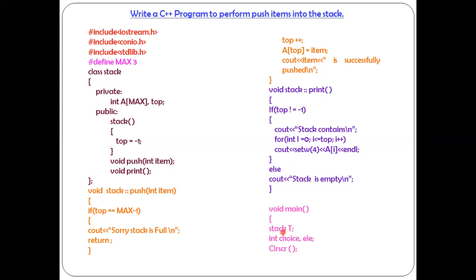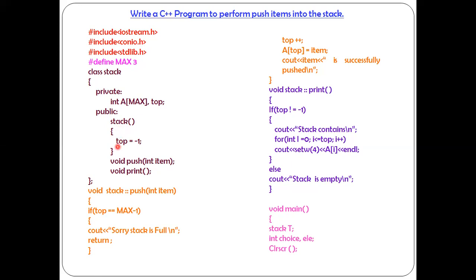Once the object is created, stack is the name of the class and T is a user defined object. It directly goes and hits the constructor member function. After executing this constructor member function, it executes the rest of the member functions which are present in the program. So it comes here to the stack constructor member function, open flower bracket.